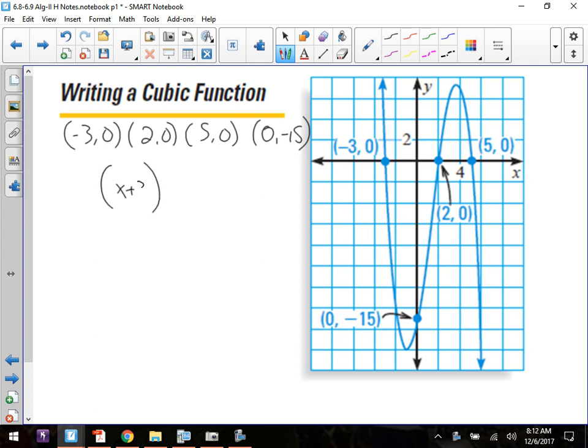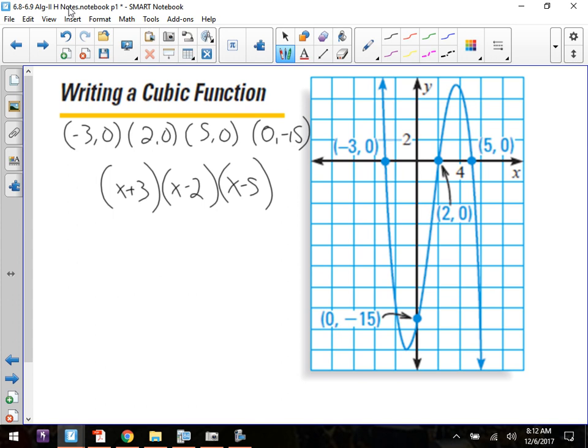x plus 3. The next one would be? And then? Okay. So for right now, if I just knew those three zeros, you would distribute all that out, write out the equation, and go from there.